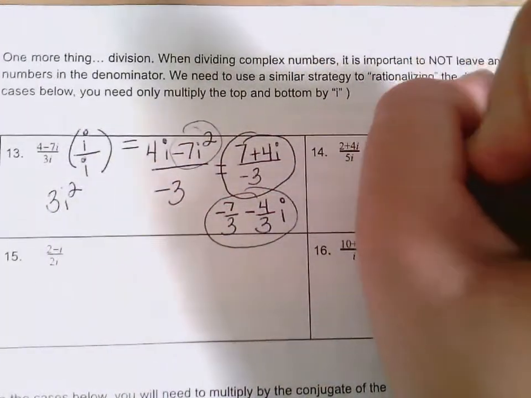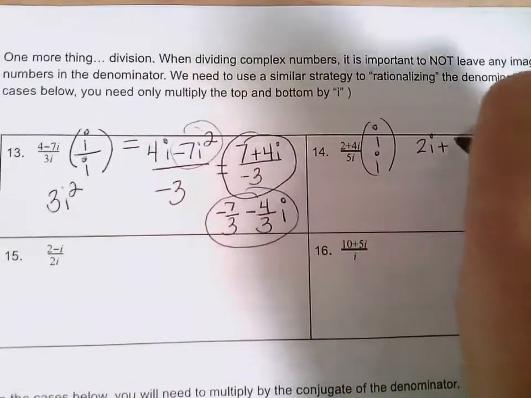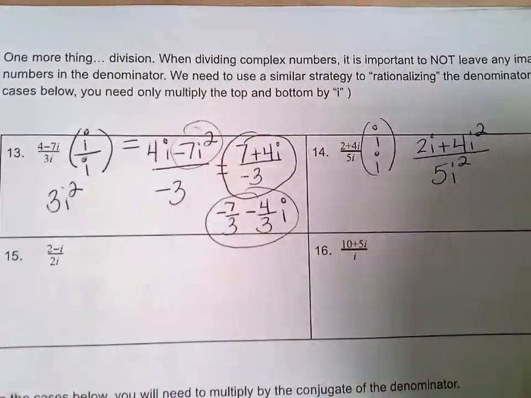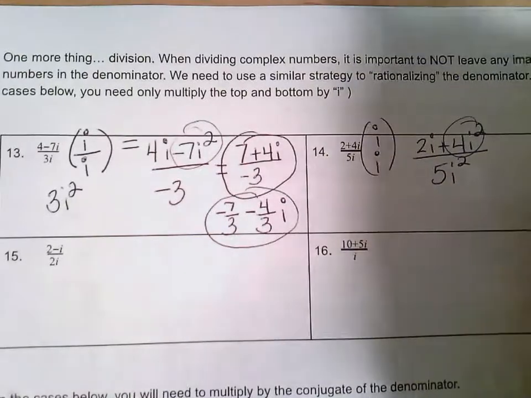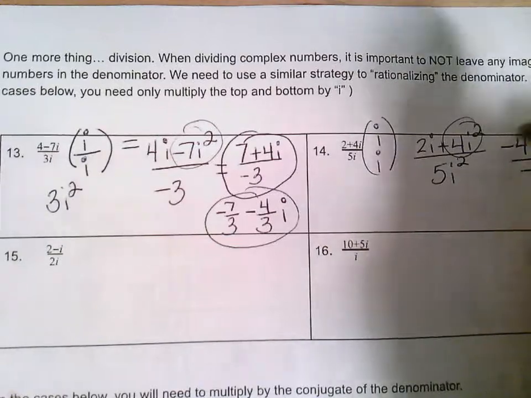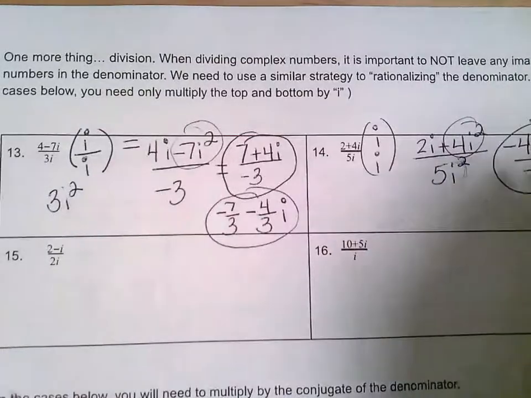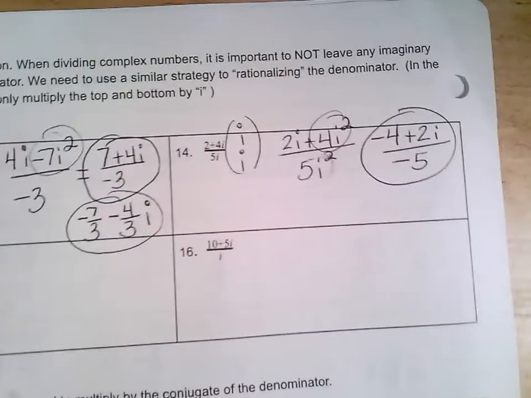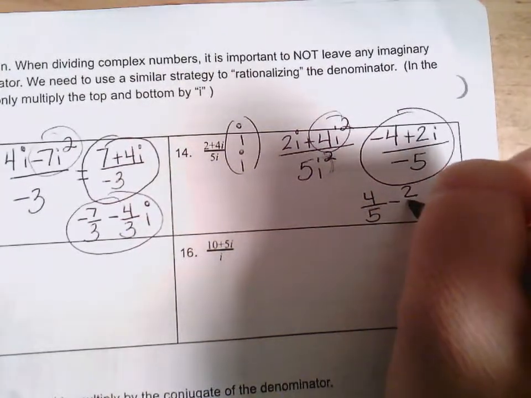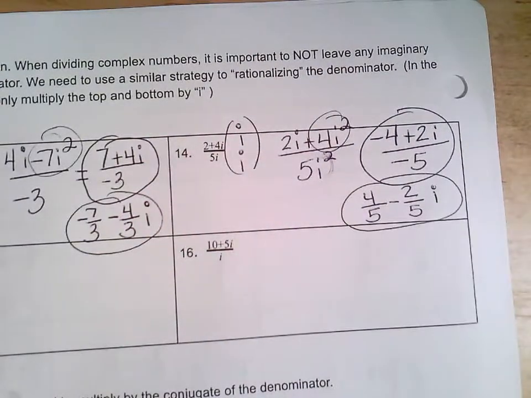So if I multiply the next one by i over i, I get 2i plus 4i squared over 5i squared. 4i squared is the same as negative 4 plus 2i over negative 5 because i squared is negative 1. So 5i squared is negative 5. You could also write your answer as positive 4/5 minus 2/5 i, because this is a negative divided by a negative, so that first term comes out positive.